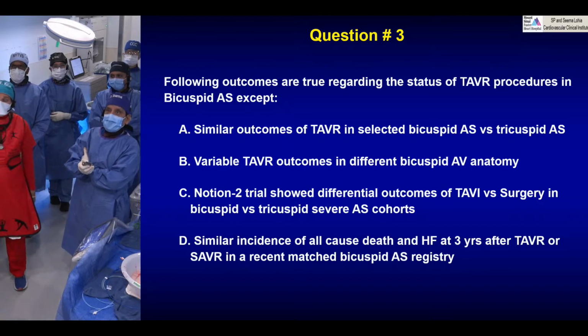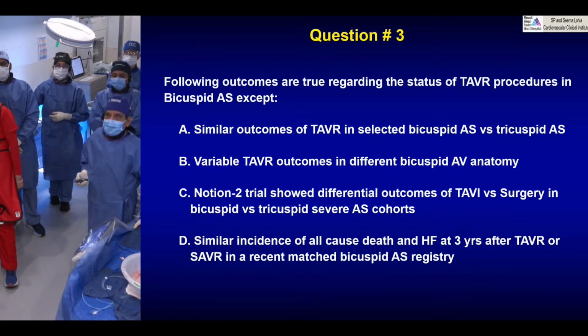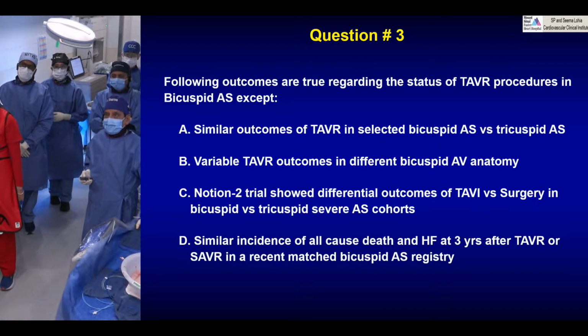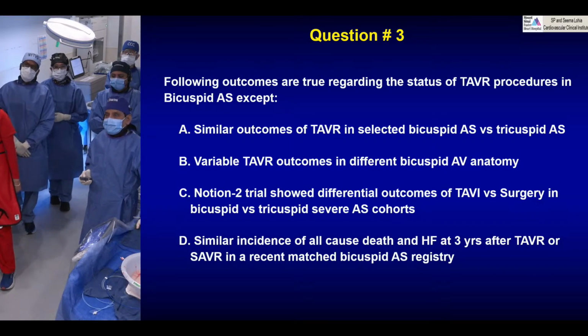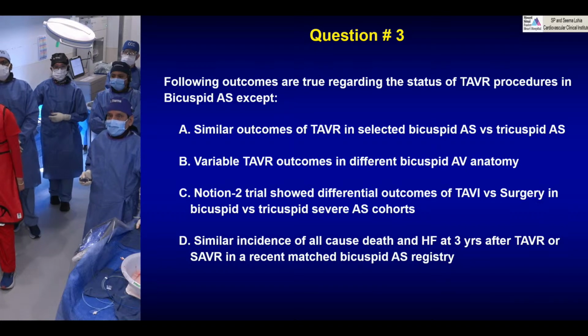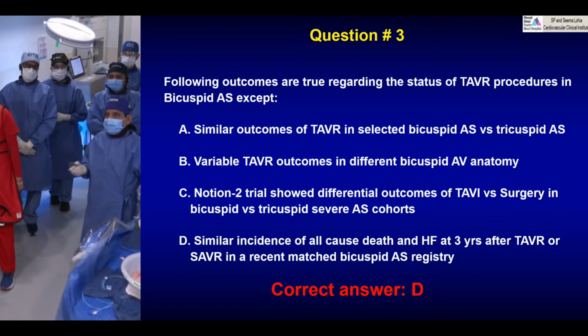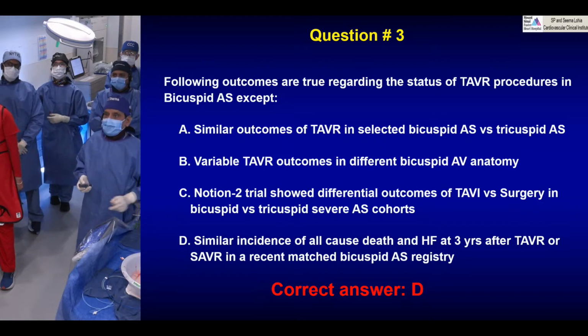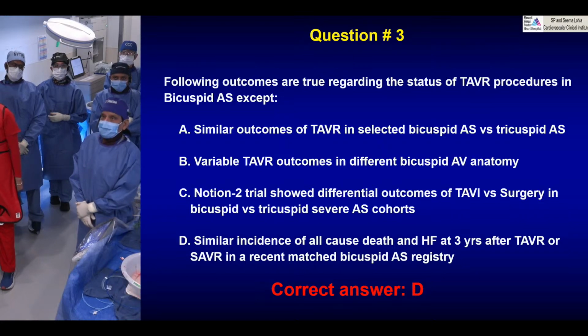The last question: the following outcomes are true regarding the status of TAVR procedure in bicuspid AS, except, which one is wrong? Similar outcome of TAVR in selected bicuspid AS versus tricuspid; variable TAVR outcomes in different bicuspid AV anatomy; the NOTION 2 trial showed differential outcome of TAVI versus surgery in bicuspid versus tricuspid severe AS; and similar incidence of all-cause death and heart failure at 3 years after TAVR or surgery in a recent matched bicuspid AS registry. The wrong answer is D, because there was a higher mortality, and higher death, heart failure, and hospitalization in the bicuspid TAVR group compared to surgery. With that note, I'll complete my presentation.